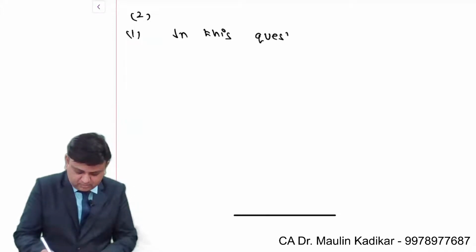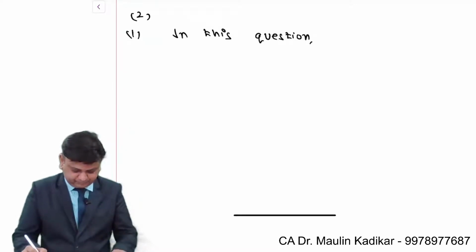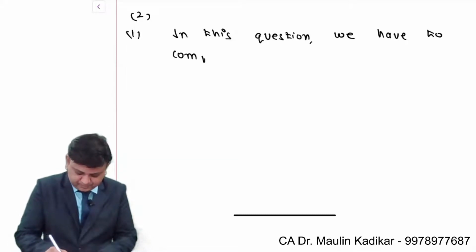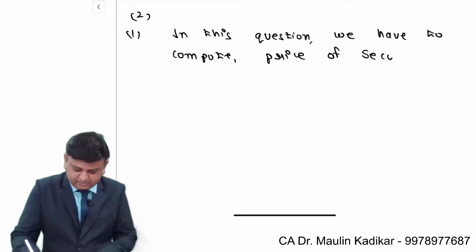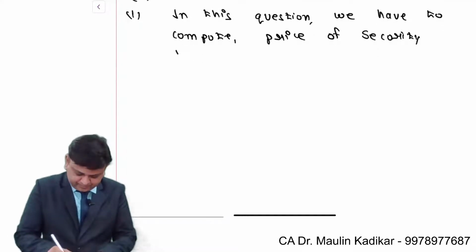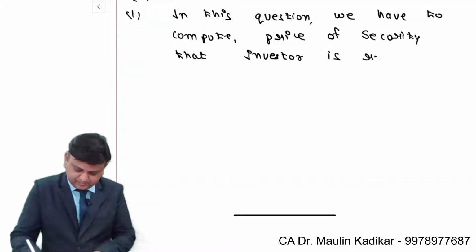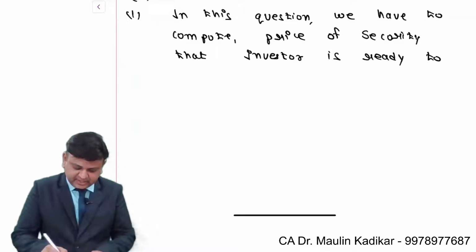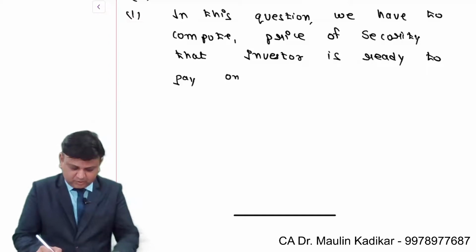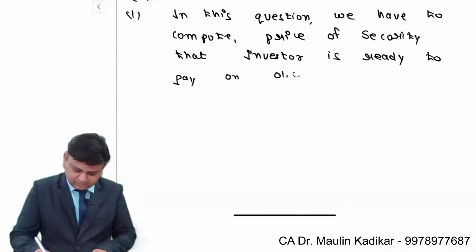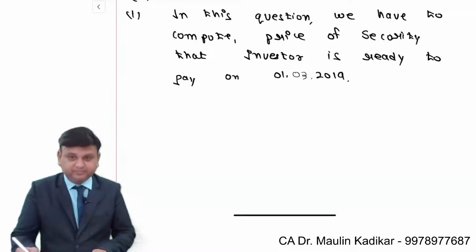In this question, comma, we have to compute the price of security that investor is ready to pay on 1st of March 2019. Full stop.